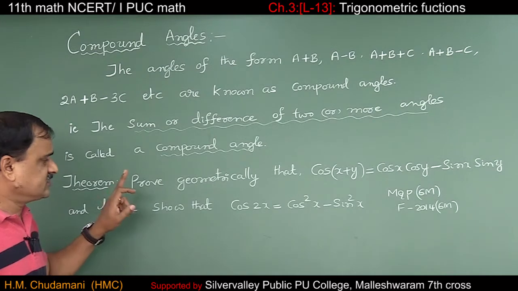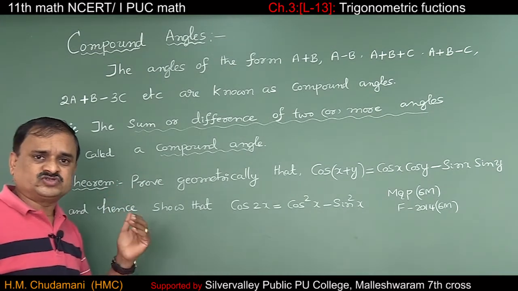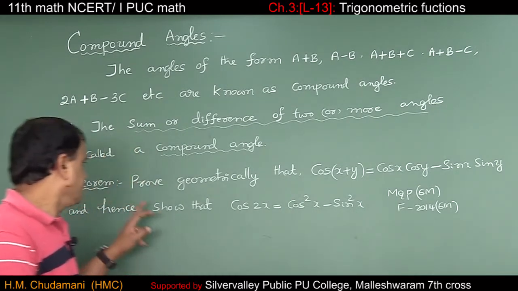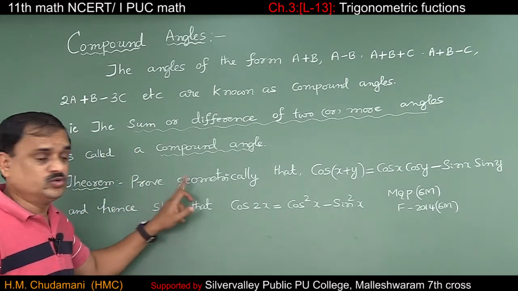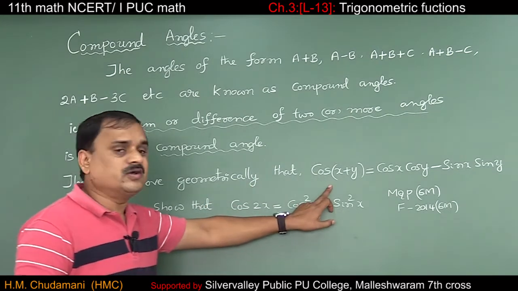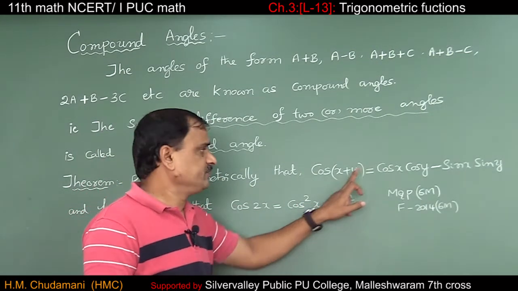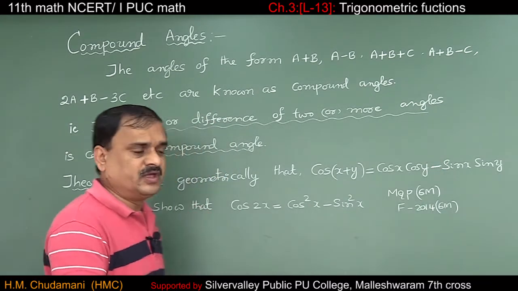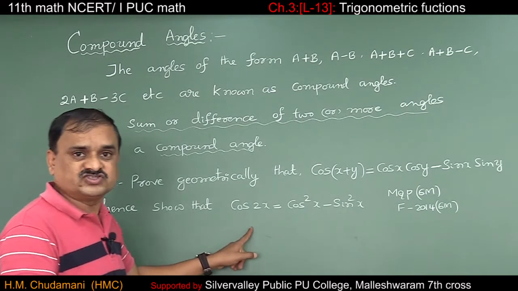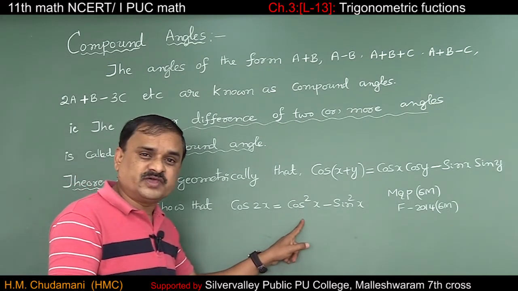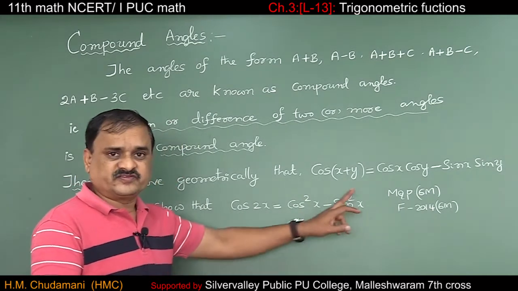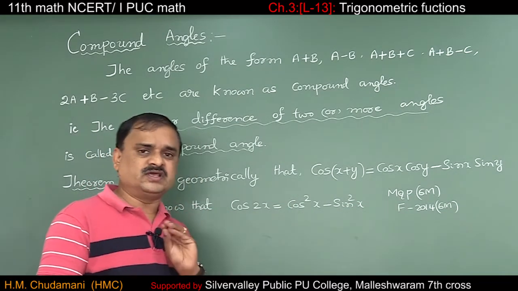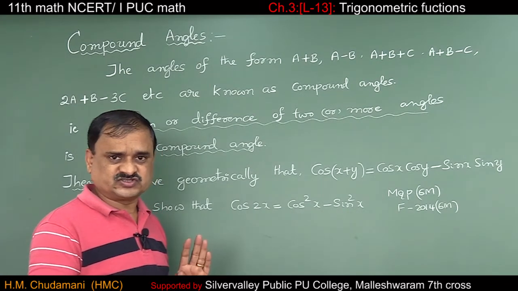So the theorem, it's a very important theorem. Almost all the years it has appeared as a 6 mark question. You need to practice it properly. See, this is the statement. Prove geometrically that cos of x plus y is equal to cos x cos y minus sin x sin y, and hence show that cos 2x is equal to cos square x minus sin square x. It's there in the model question paper. Very first year 2014, 6 mark. Almost all the years it has appeared in the 6 mark section.